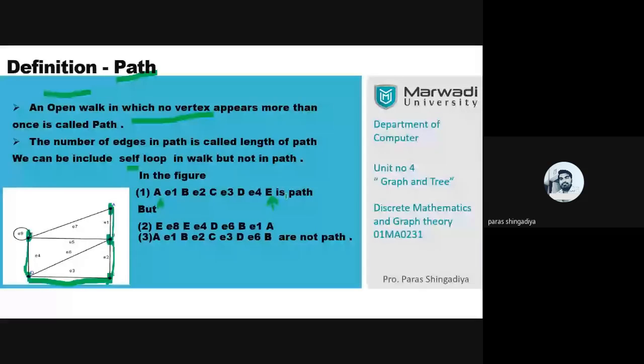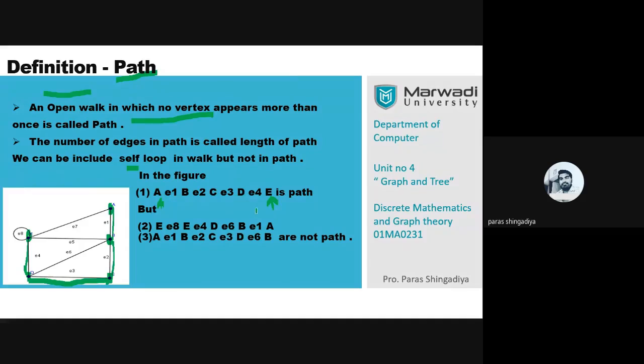It means if you start in Rajkot city and you have to end your journey in Ahmedabad, then it is known as an open walk. But if you start your journey in Rajkot and you have to reach back to Rajkot city, visiting some places and so on, that is known as a closed walk.